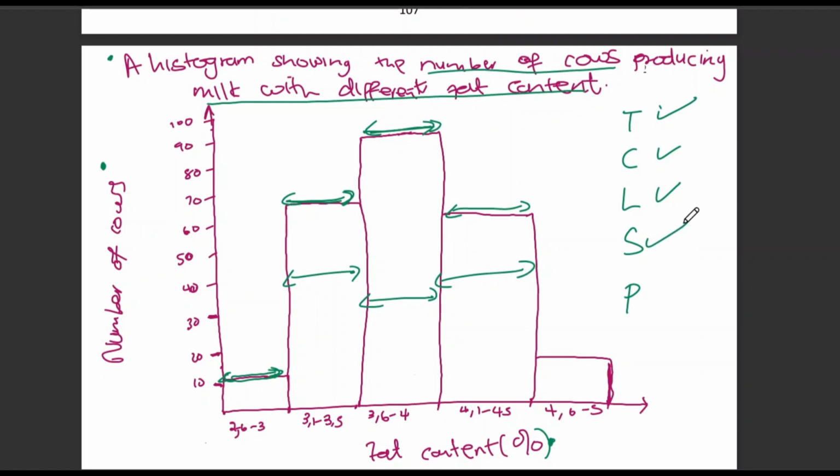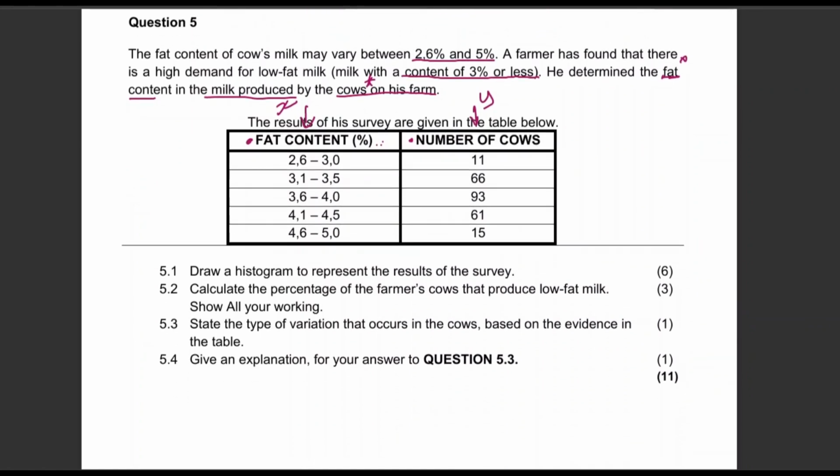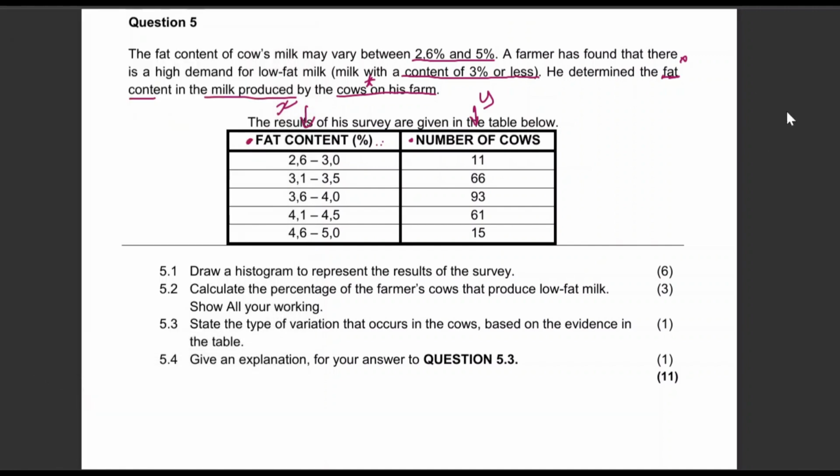Then P is for plotting. If all your bars are plotted accurately, you then get 2 marks. You will be penalized if your bars are not neatly plotted. Please note. Maybe I should just record a video and talk about how we mark the graphs and some of the mistakes that you need to avoid making. If you need that video, please do let me know in the comment section and I will definitely record that video. So 6 marks done.